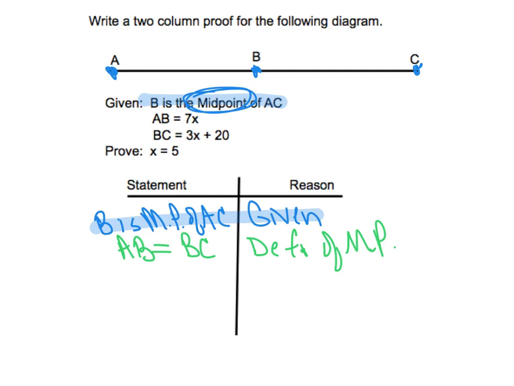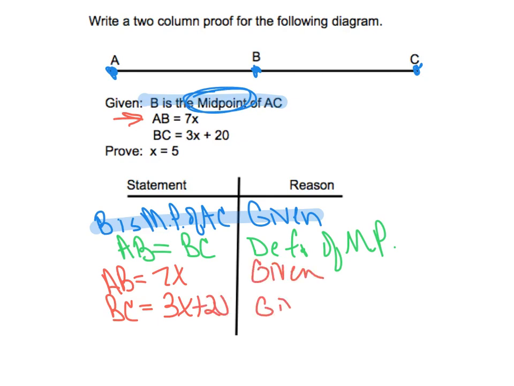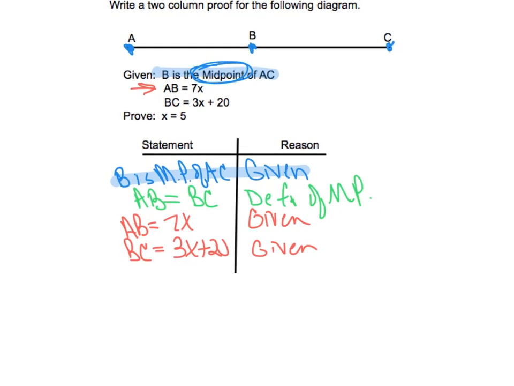Okay, we still need to put our other given information in here, so let's go ahead and write those down. We have AB equals 7x, and we also have BC equals 3x plus 20. And those are both given to us. Sometimes you have multiple things that are given. Now we look at what we have, and I notice I have an AB here and an AB here, which means any place I see an AB, I can take it out and put 7x in its place.